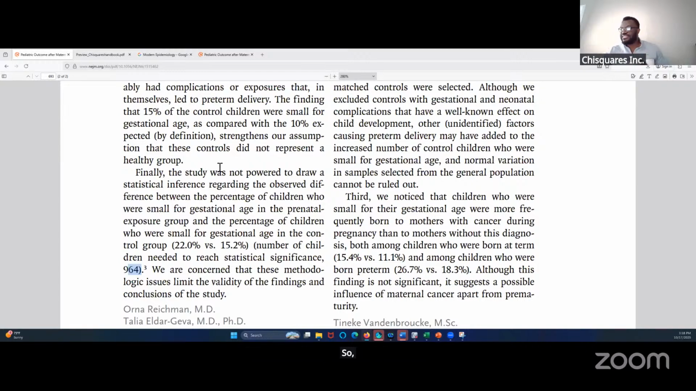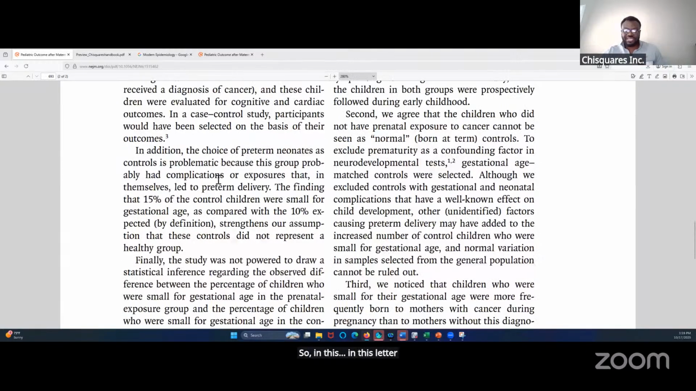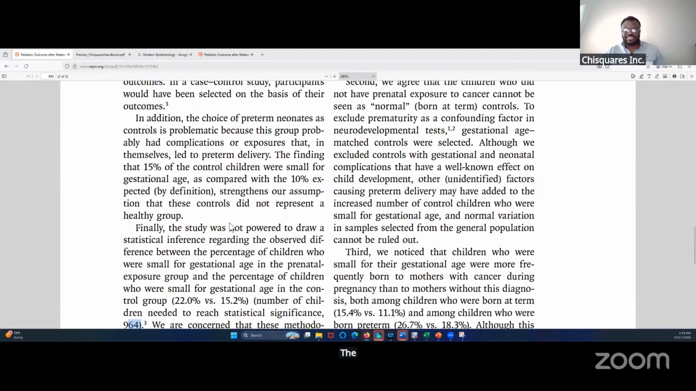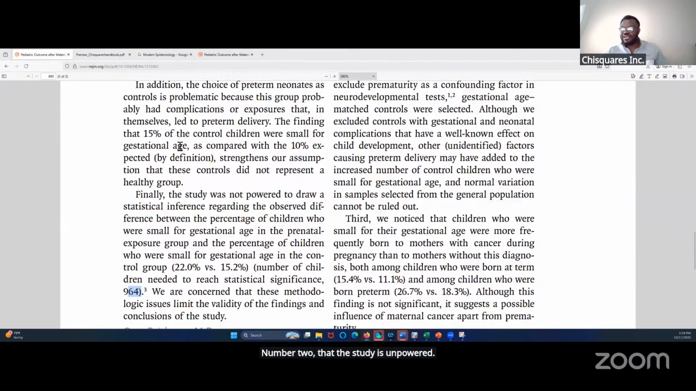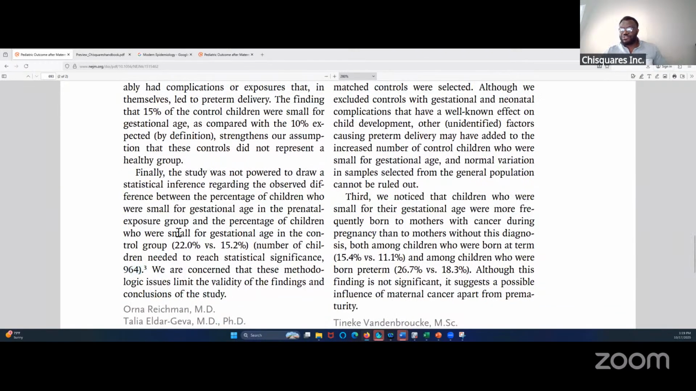So in this letter to the editor, the writers say, well, there are many problems with this study. One, the authors don't seem to have a basic understanding of epidemiology 101, and they're confusing a classic prospective cohort with a case control study. Number two, that the study is underpowered. What criticism do you have for this letter?